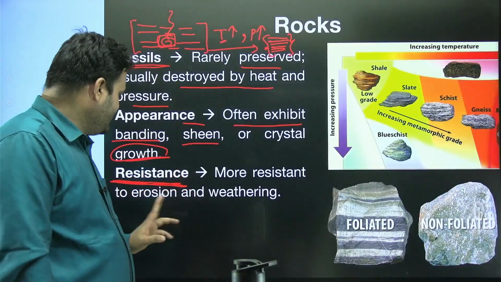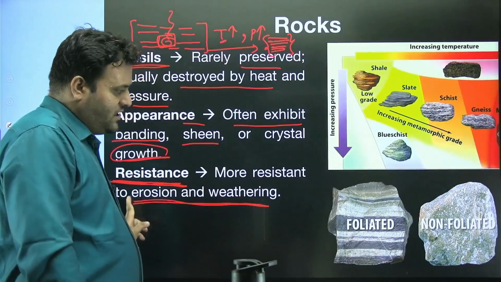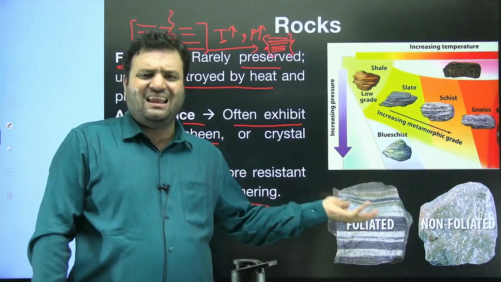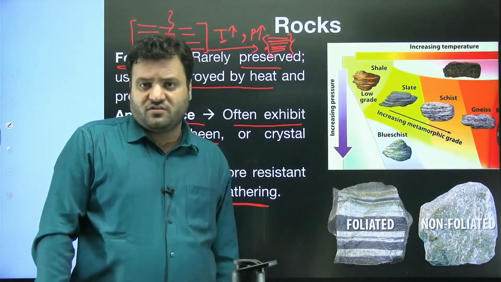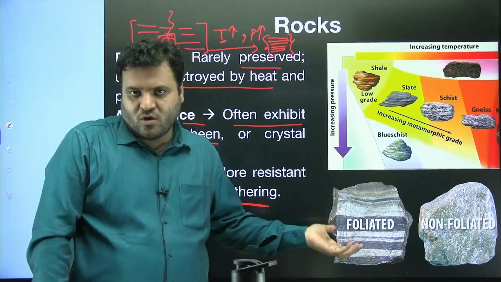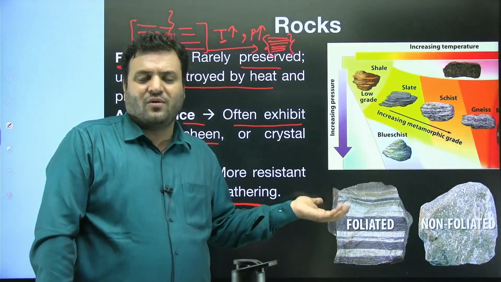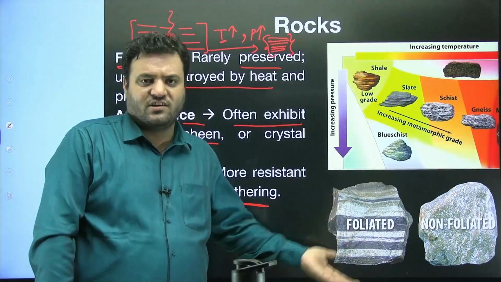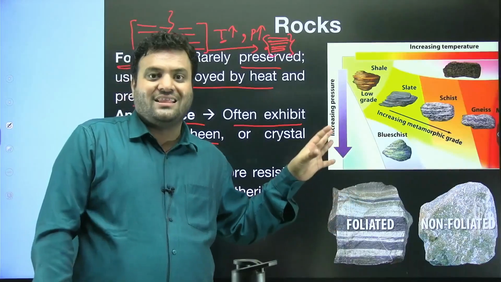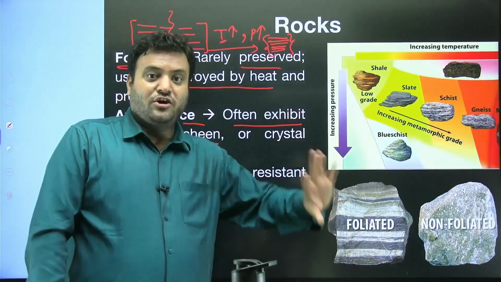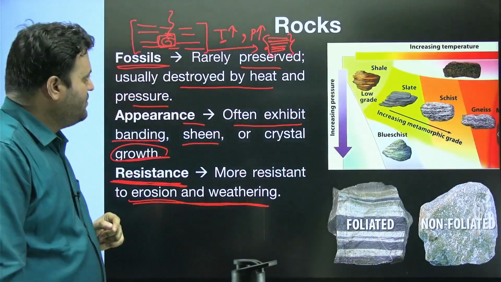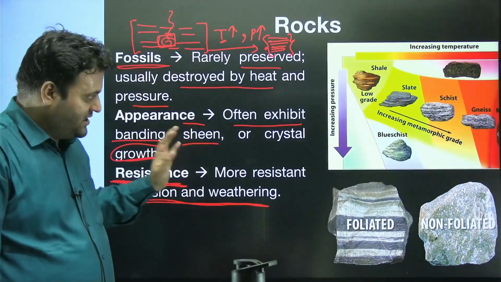They are more resistant to erosion and weathering because the gap between the atoms and molecules is very small, and because of that it rarely causes some sort of exogenic influence. As a result of less exogenic influence, erosion and weathering would not be that dominant, which is actually dominant in igneous rocks. So these are the characteristics.